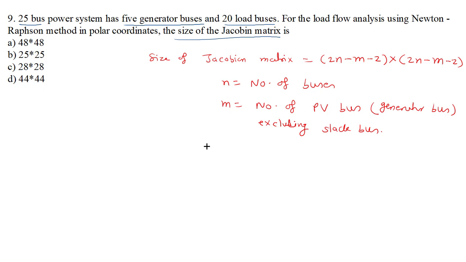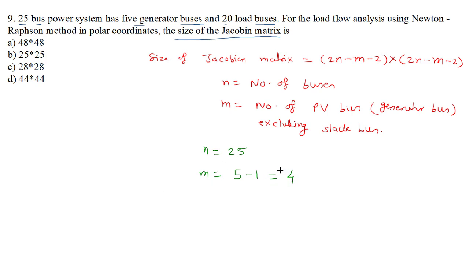Now here how much is n? If we read the data, 25 bus power system, so total number of buses are 25. It has 5 generator buses and 20 load buses. Now here total generator buses are 5, the remaining 20 buses are load buses. So here m, shall we take 5? The answer is no, because m is the number of PV buses. So total generator buses are 5, out of that 1 will be the slack bus. So 5 minus 1 will be equal to 4. So m is equal to 4.